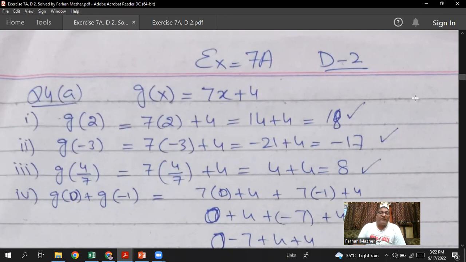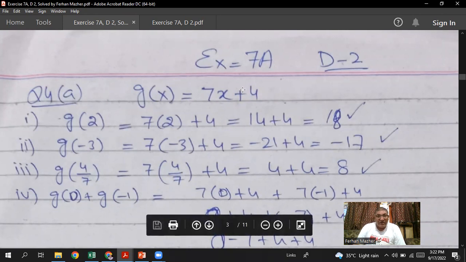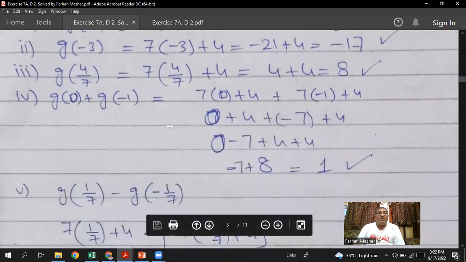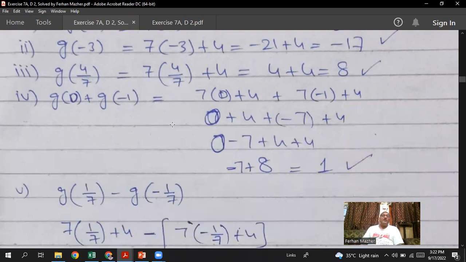In the g of 4 by 7, wherever is the x, you will substitute it with the 4 by 7. So you will have 7 into 4 by 7 plus 4, 7, 7 will be cancelled. You are left with 4 plus 4, and that will be 8. And in the fourth part, they ask you to find out g of 0 plus g of minus 1.